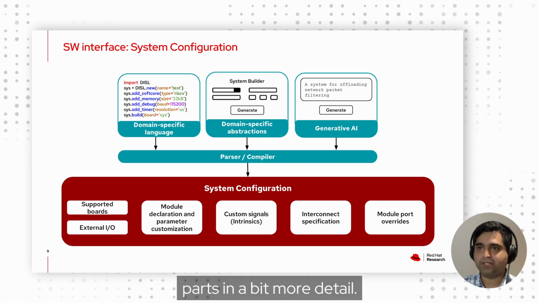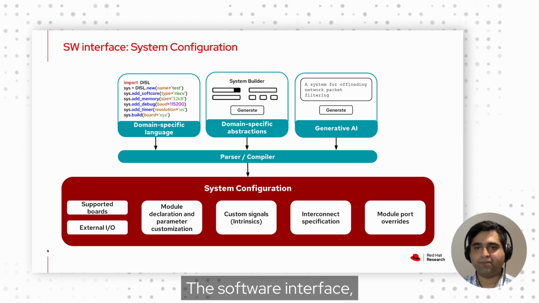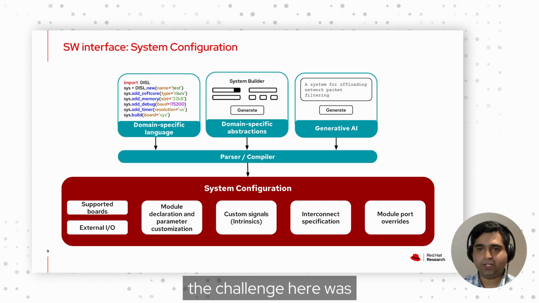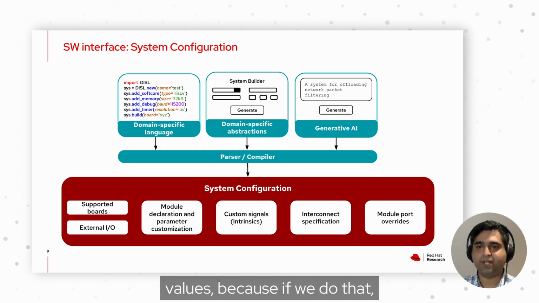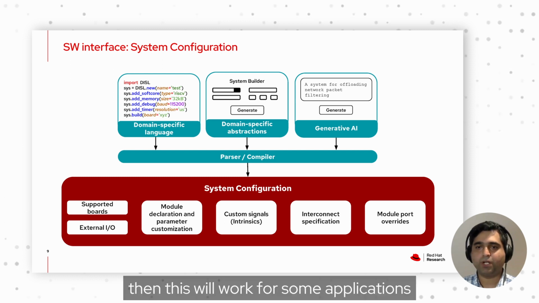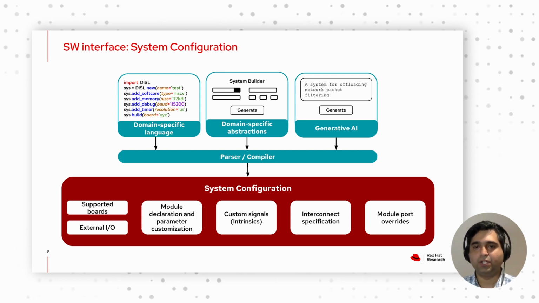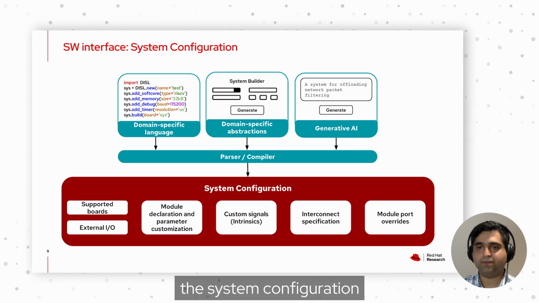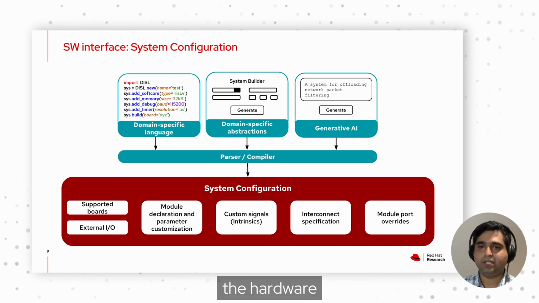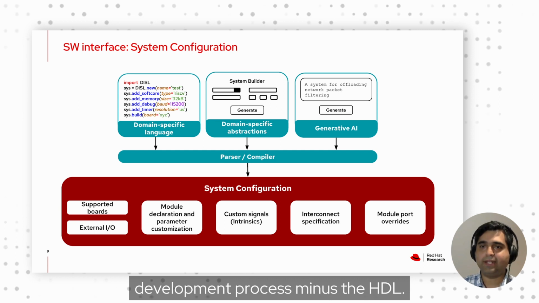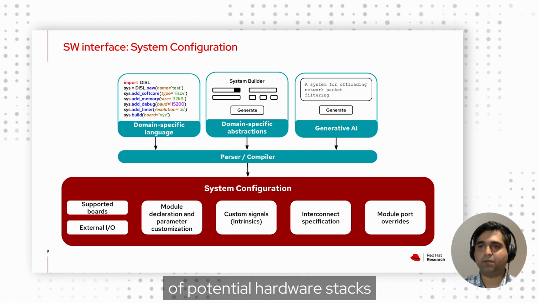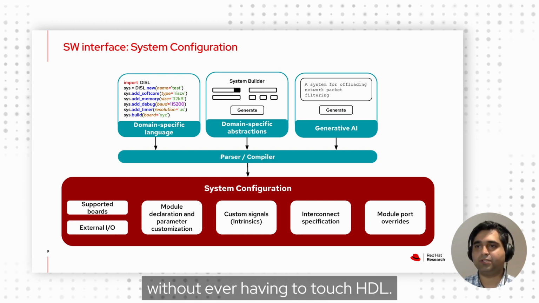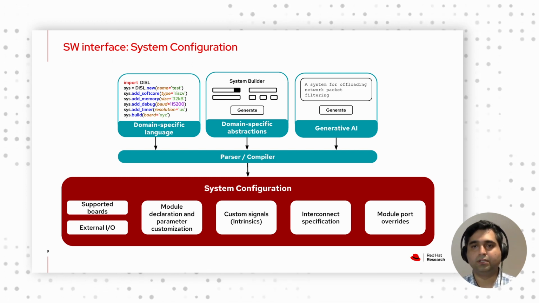Let's look at the three parts in a bit more detail. The software interface: the challenge here was that we don't want to have just a random assortment of variables and their values, because if we do that, then this will work for some applications and not for others. What we have done with the system configuration is try to encode within this the hardware development process minus the HDL. So you're able to generate a majority of potential hardware stacks without ever having to touch HDL.